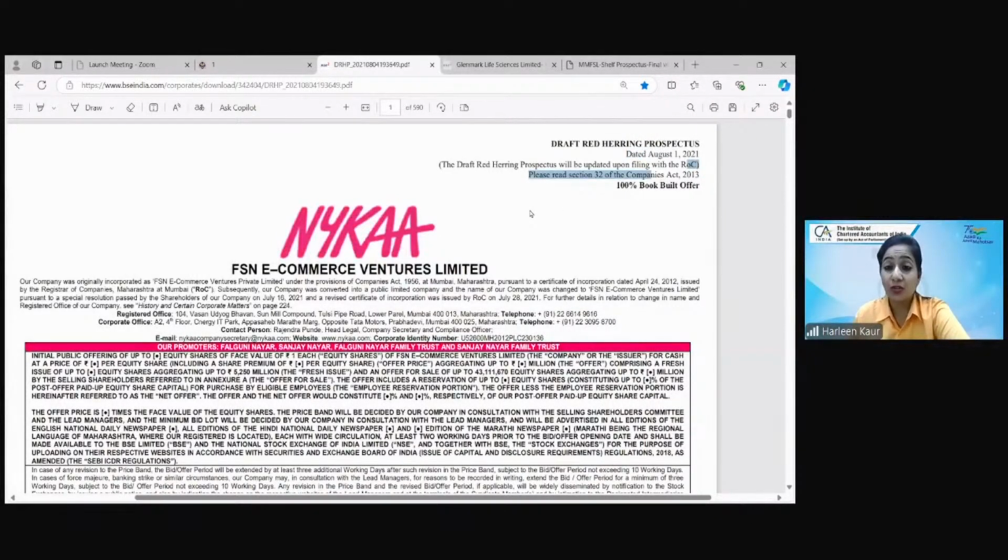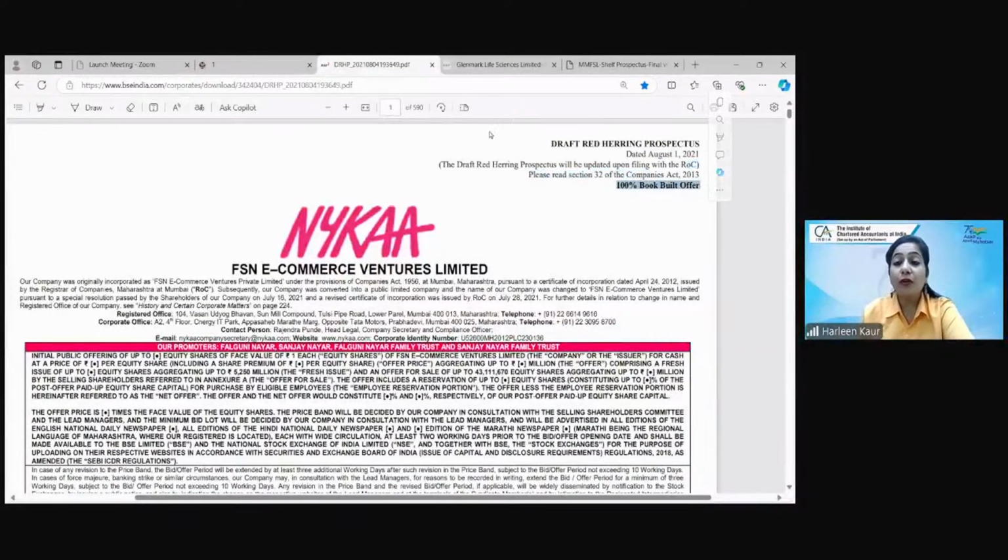Can you read what is written? Please read section 32 of the Companies Act. So they are telling you, my dear chartered accountant students, that what you're studying is published over there, section 32 of the Companies Act, such an important section. It is talking about the red herring prospectus. It is a kind of draft prospectus before issuing the final prospectus. It is an option given to companies, and many companies choose to bring a red herring prospectus.